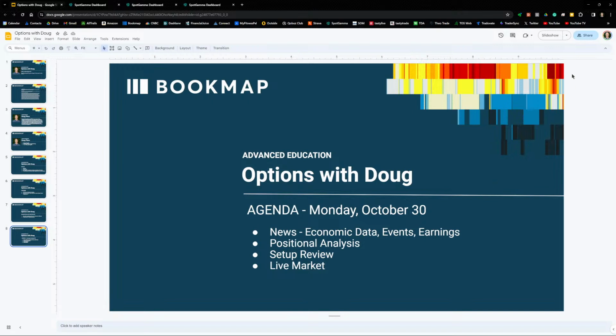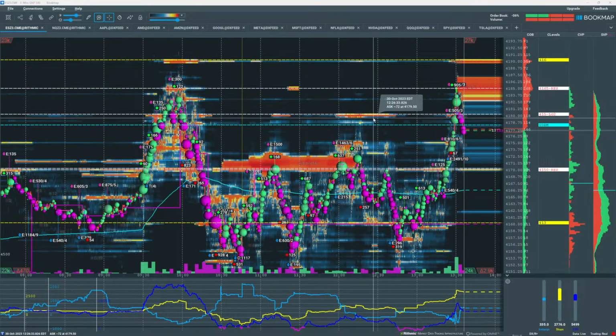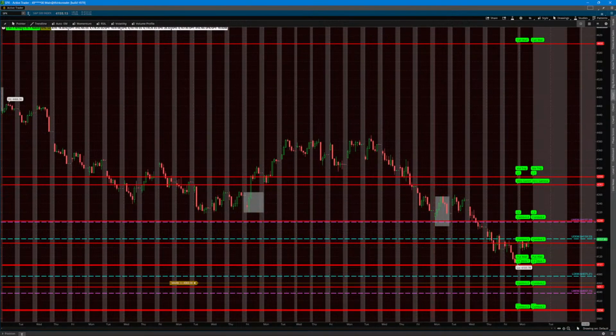All right, let's take a look at the positional analysis today. I'm going to start with the S&P 500. This is the ES futures in Bookmap. Very choppy day, range day. Before I take a closer look at this chart, I want to take a look at a larger time frame. I'm going to go to the SPX in a 30-day, 1-hour chart.